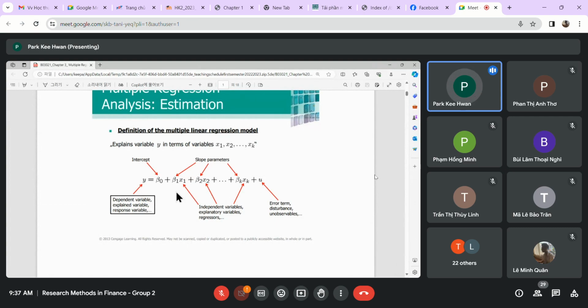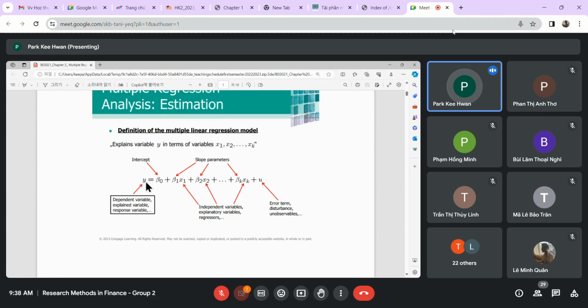Now, if we look at this equation, we have more than one explanatory variable. So when we have more than one explanatory variable, we say multiple regression model, as opposed to the simple regression model where there is only one explanatory variable. Okay, so let's define the variables.